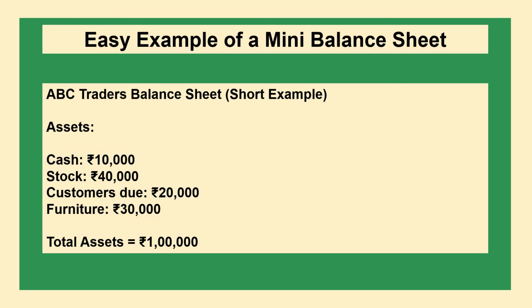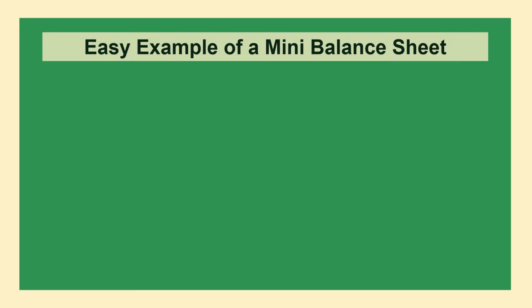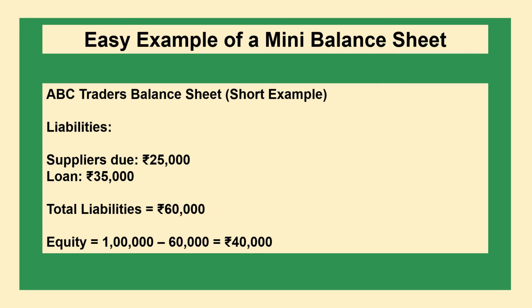Easy example of a mini balance sheet. ABC Traders balance sheet. Short example. Assets. Cash rupees 10,000. Stock rupees 40,000. Customers due rupees 20,000. Furniture rupees 30,000. So total assets is rupees 1 lakh. Liabilities. Suppliers due rupees 25,000. Loan rupees 35,000. So total liabilities is rupees 60,000. So equity is 1 lakh minus 60,000. This is rupees 40,000.